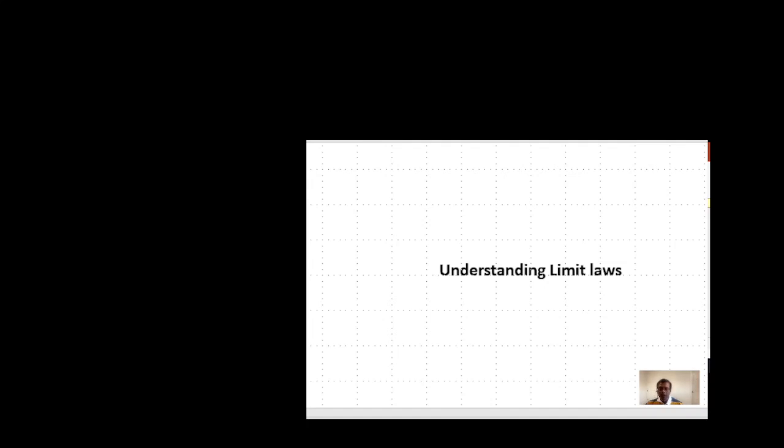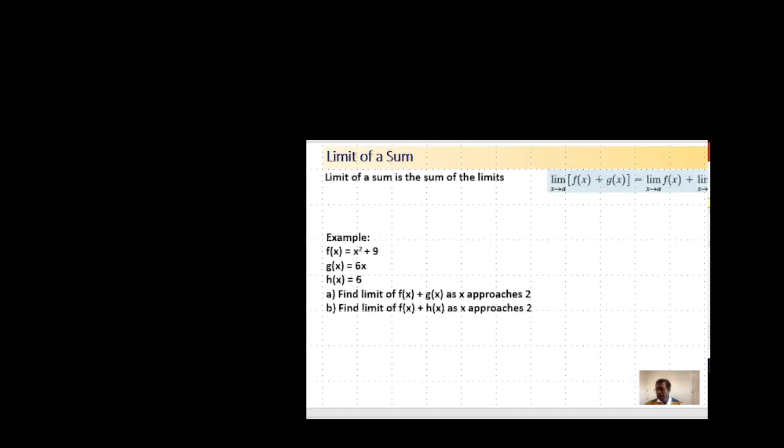So today we are going to learn about limit laws. The very first law is the limit of a sum. It says that if we are finding the limit of an expression, we can do the same by finding the limit of each individual part. If we can derive the individual limits, then the sum of those limits will give equal results.